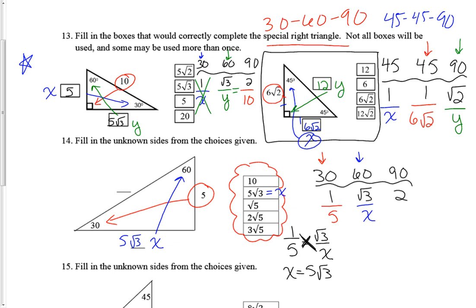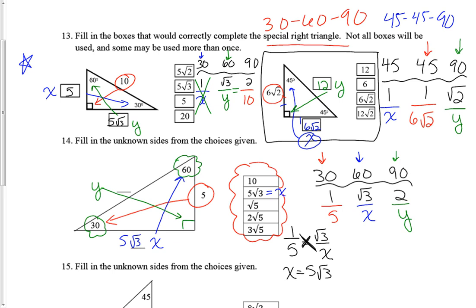From here, I also need to find the other side that's missing. I'm going to call this side y. Y is across from this missing angle, but I know if I have a 30-degree angle, I have a 60-degree angle. All the angles in a triangle add up to 180, which means this angle has to be 90. So my y goes underneath the 90, making a fraction with the 2.